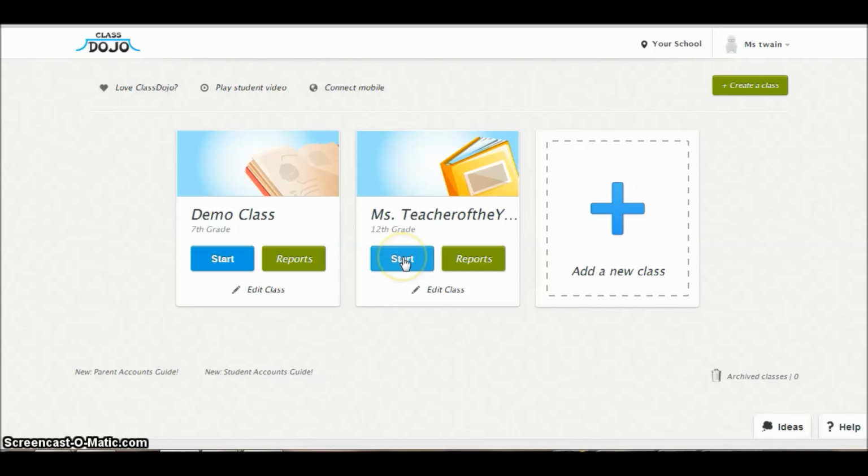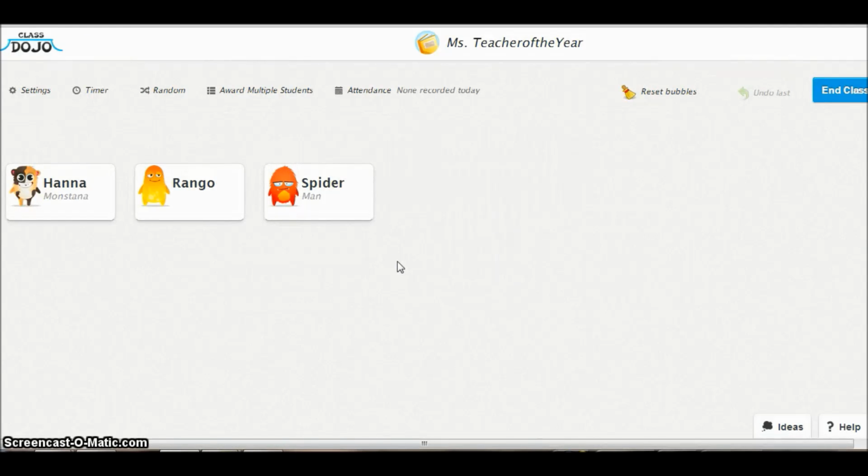So after we've created the avatars for each student and we have created the behaviors that we're going to be tracking, we will go ahead and start the program. But what I want to say is that I really like to use this for time sampling. And you don't have to have the entire class on there if you don't need to. You can just have the students that may have a behavior plan in place or a student that just needs a little bit of extra attention.